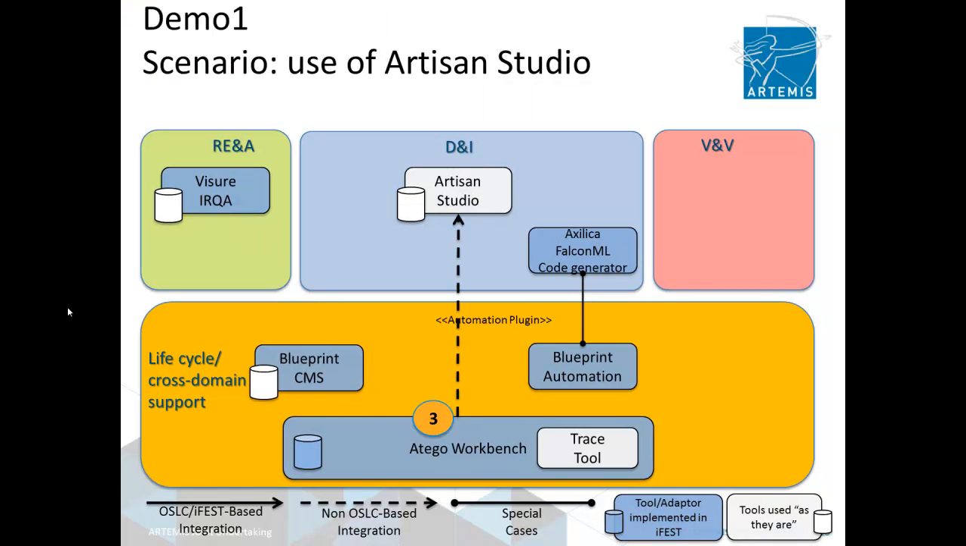The demonstration moves to another phase of the project, the design. Atego Workbench has an existing integration with Artisan Studio, using an alternative API. This integration is not compliant with the iFest specification, but it does expose the individual elements of a UML model, allowing the user to trace to or from Artisan Studio elements to those resources exposed by the iFest adapters.